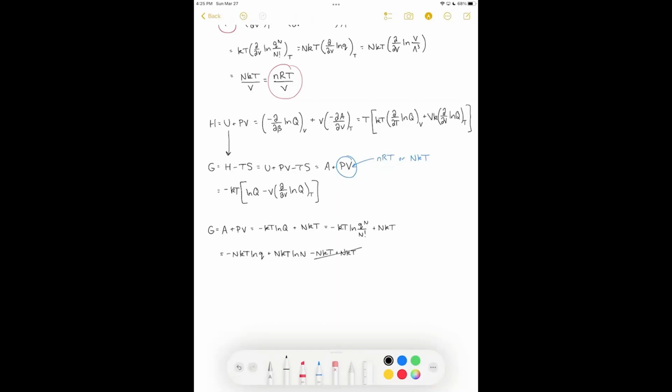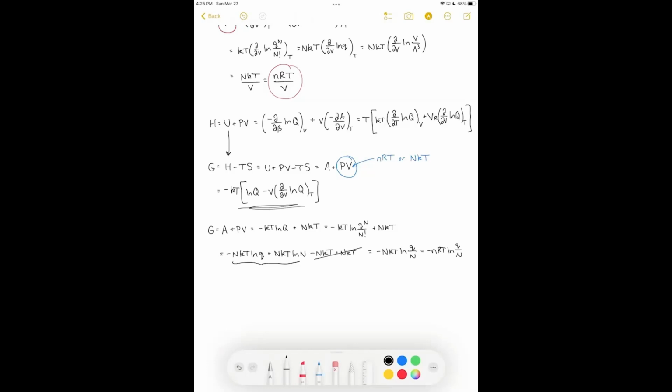So we can cancel out these two terms here. Then we can group these two back together to say that G is equal to negative nkT natural log of q over n, or of course negative nRT natural log of q over n. And this expression of what the Gibbs free energy is, is a little bit more useful and intuitive than this a little bit more gross one up here.